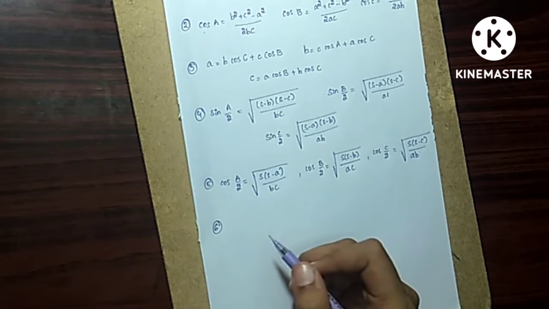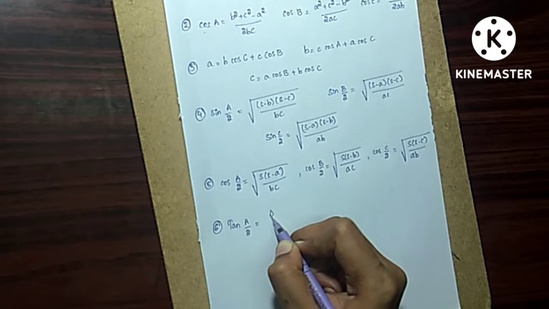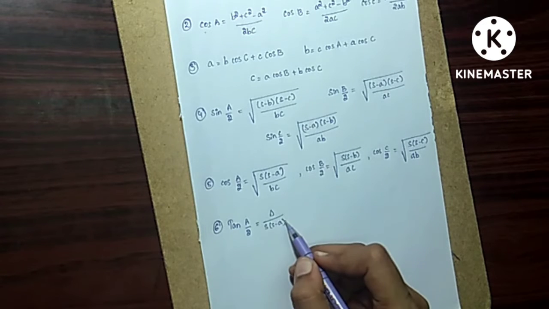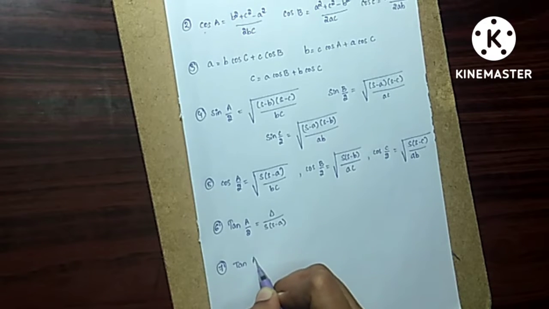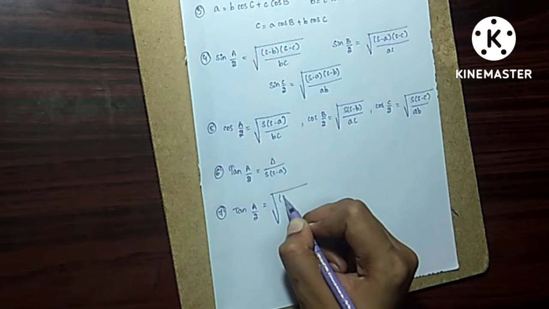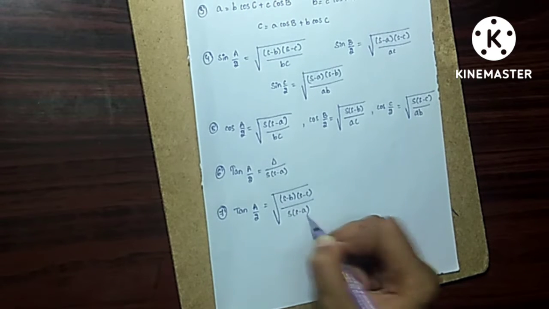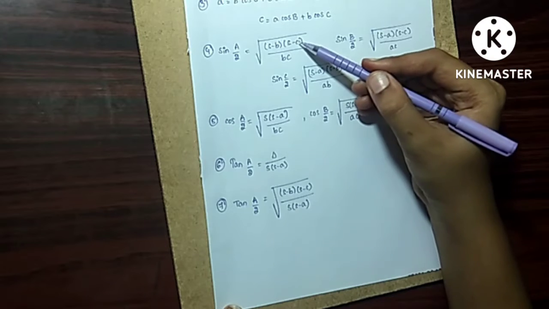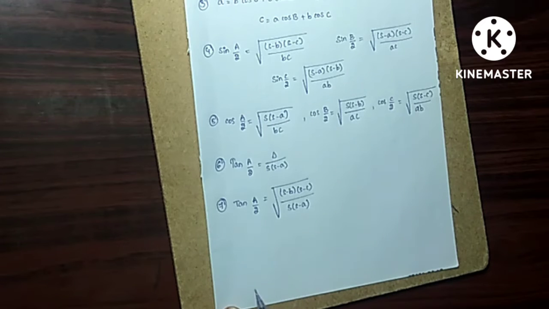Now we will see our sixth formula, which is tan A by 2 equals delta by s into (s minus a). So this is a substitute for another formula. We will see the seventh formula: tan A by 2 is equal to root of (s minus b) into (s minus c) by s into (s minus a). We know that tan is equal to sin by cos. So we take (s minus b) by s into (s minus a), we cancel out the bc term, and then we will get this formula.